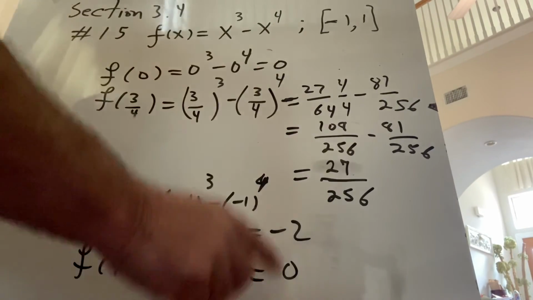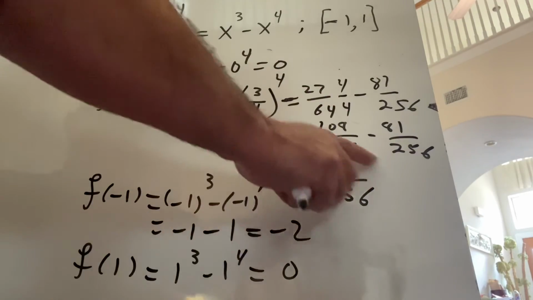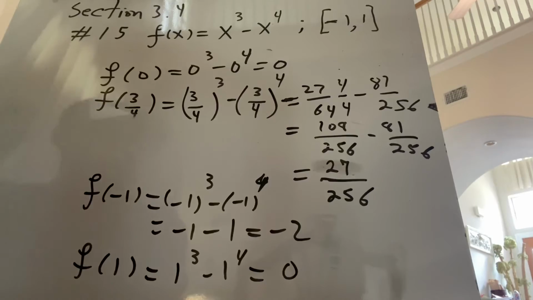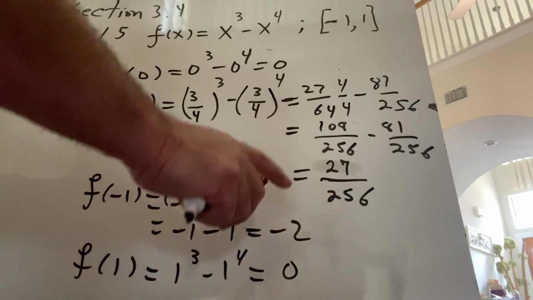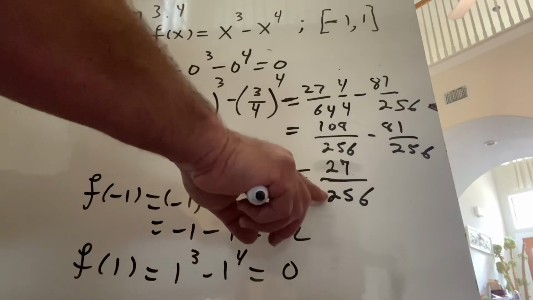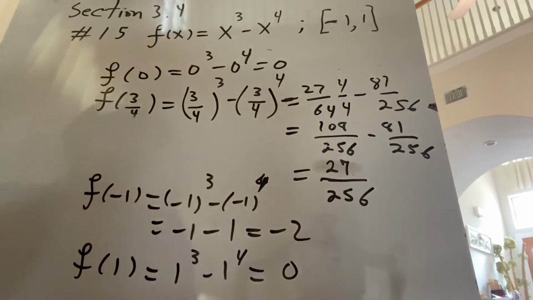Now you can see, between the four values, two of them are 0. The other one is positive, 27 over 256. And -2 is the smallest, right? So the absolute maximum, because 27 over 256 is larger than 0, is 27 over 256. That's your absolute maximum. And -2 is your absolute minimum.